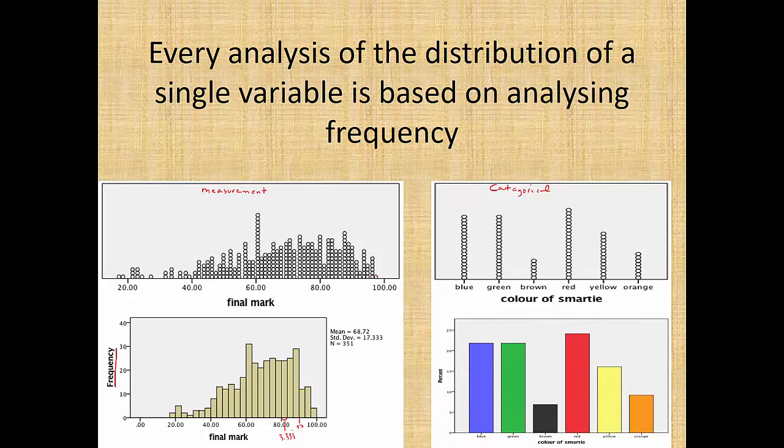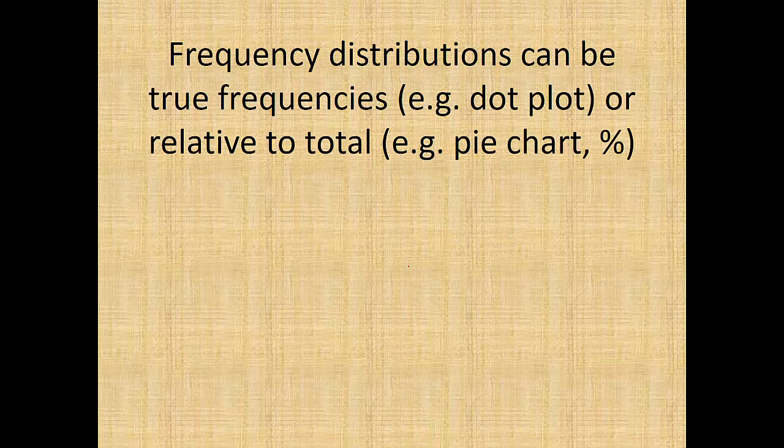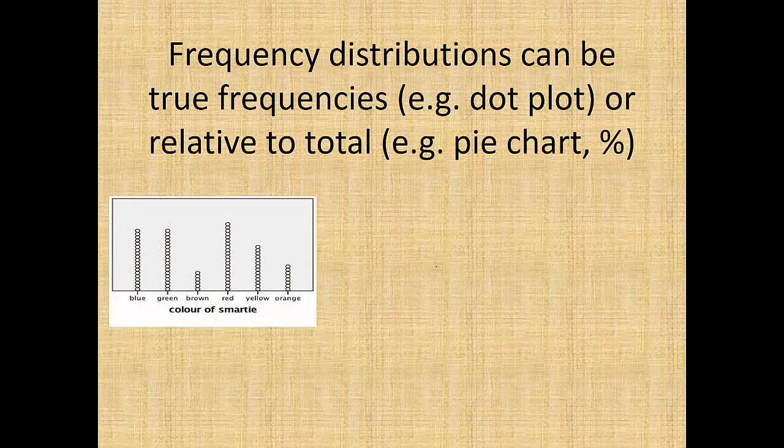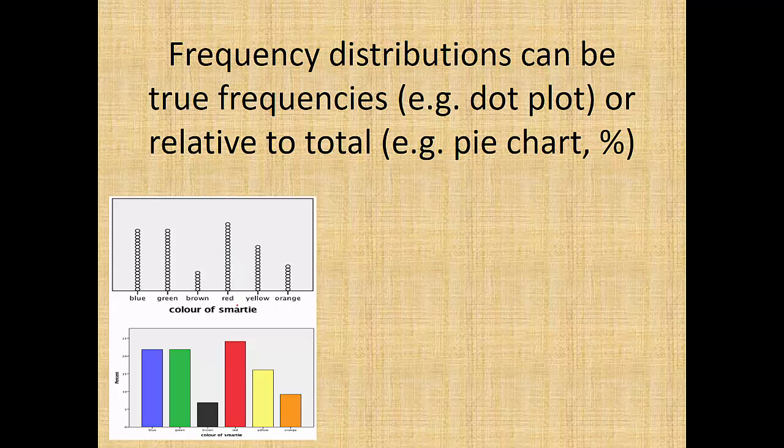For the dot plot, it's pretty straightforward to understand frequency. For the histogram, it's less so. And as we move to the next slide, we'll see that percents are related to frequency as well. Frequency distributions can be true frequencies, for example, the dot plot, or relative to the total, which is just frequency as a percent. And pie charts are one way of illustrating this. So you have the color of Smarties, frequency distribution, and we have it as a bar chart with percents. And each of these is a percent of the total.